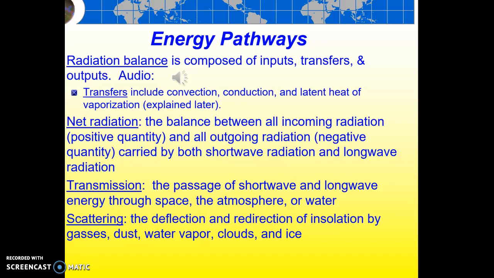The transfers, going down to the third line there, include convection, conduction, and latent heat of vaporization. Convection is when you have heated air and it rises, like around thunderous clouds or up mountain slopes. That's one kind. Sometimes you get cold air convection too, with cold air aloft moving in, and sometimes rapidly moving currents upward with that.